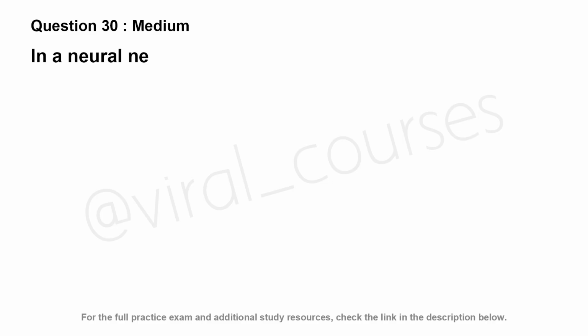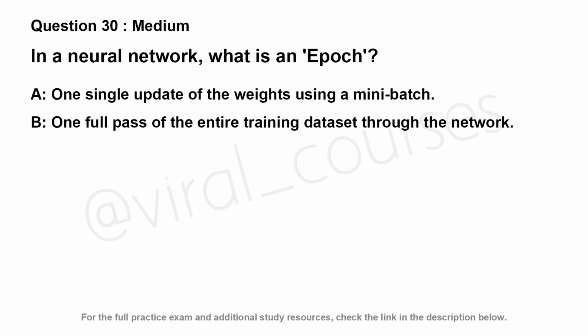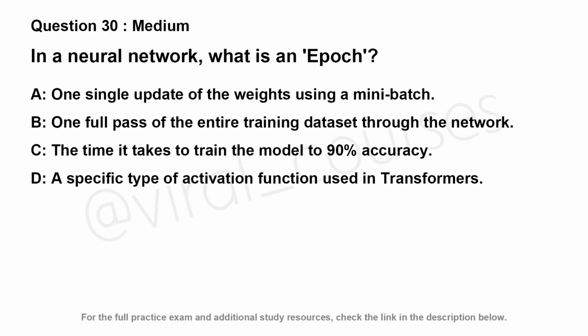In a neural network, what is an epoch? Option A. One single update of the weights using a mini-batch. Option B. One full pass of the entire training dataset through the network. Option C. The time it takes to train the model to 90% accuracy. Option D. A specific type of activation function used in transformers.